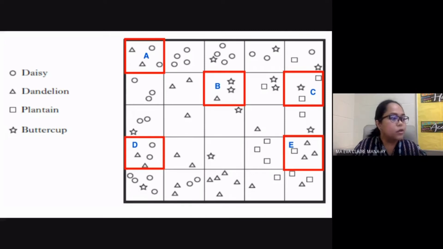You can also use this for slow-moving animals like snails, for example. But you can't use this for your deer, rabbits, or squirrels, those animals that are moving greatly. You can't use your quadrats. So this right here is the second process.